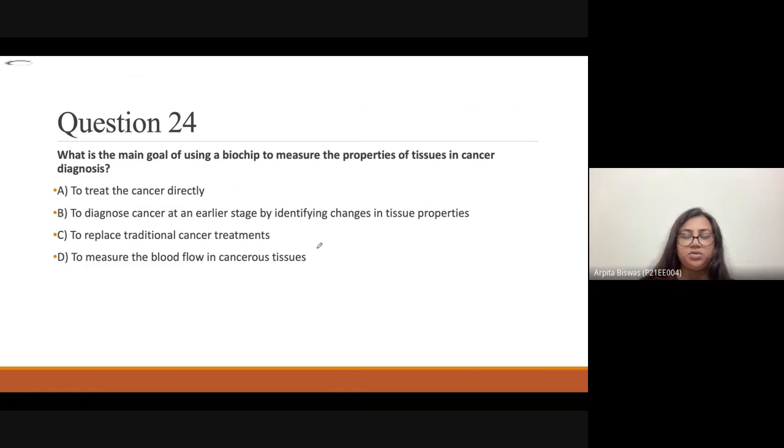So try to go through the question carefully and try to solve it. What is the main goal of using the biochip to measure the properties of tissue in cancer diagnostics?